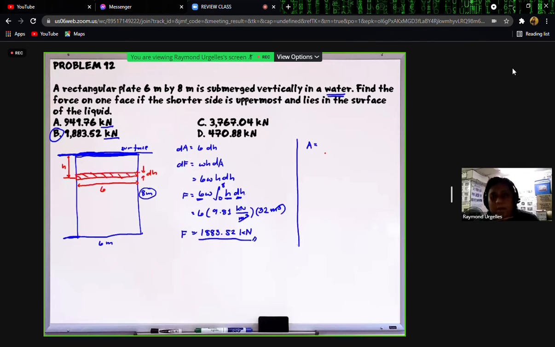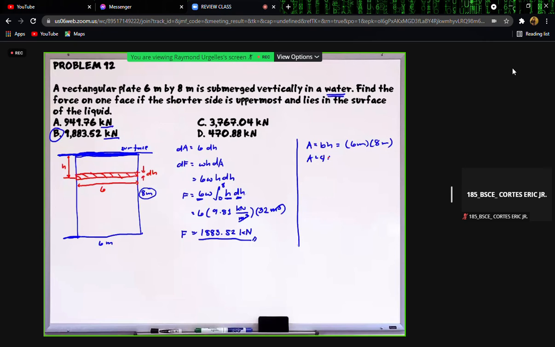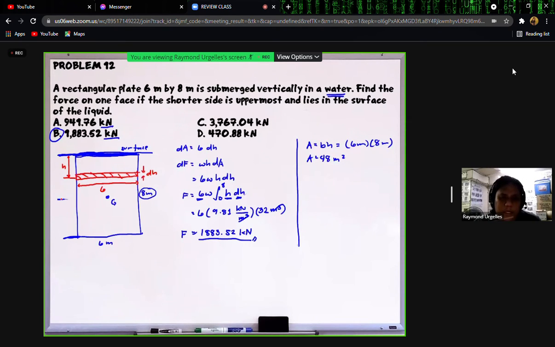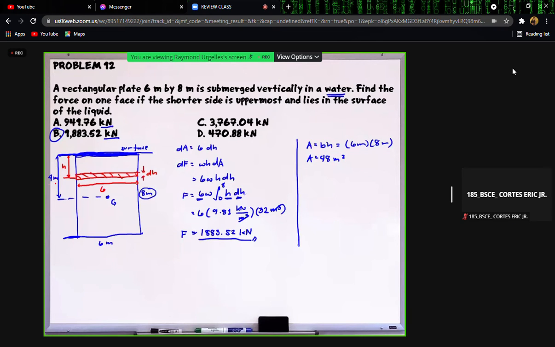Di ba? Without integration, dapat alam niyo yung equation for the area. Rectangle lang naman yan, kaya area is base times height. Yung base ay 6 meters, yung height ay 8 meters. So therefore the area is 48 square meters. Pangalawang kailangan natin is the location of the centroid. Pag rectangle, nasa pinakagitna lang yung centroid. So ibig sabihin, yung layo natin mula sa top, mula sa surface, is kalahati ng height. Yung height natin 8 meters, so kalahati niya is 4 meters.